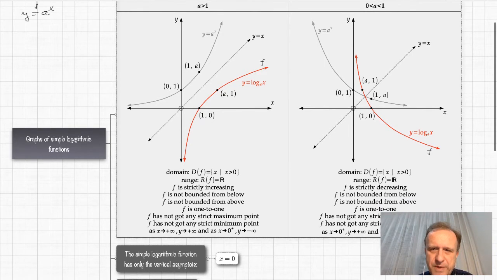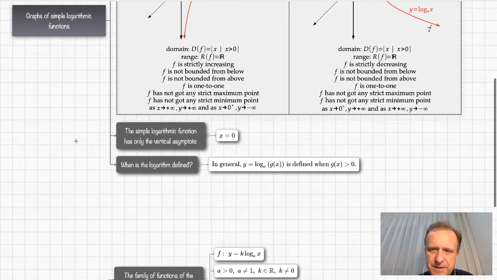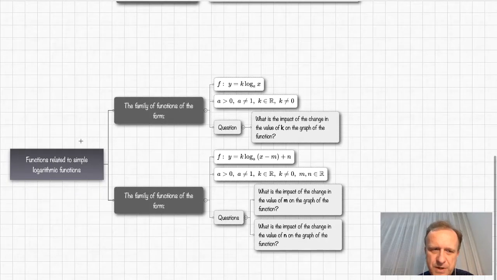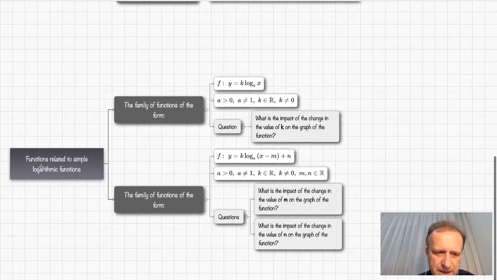But of course, you may imagine that we can tweak them a little bit and we can think of more general situations. So here we have the functions related to simple logarithmic functions. Some people call them logarithmic functions, these functions which are more general. I will use the name functions related to simple logarithmic functions. So there are two families of these curves or these functions.